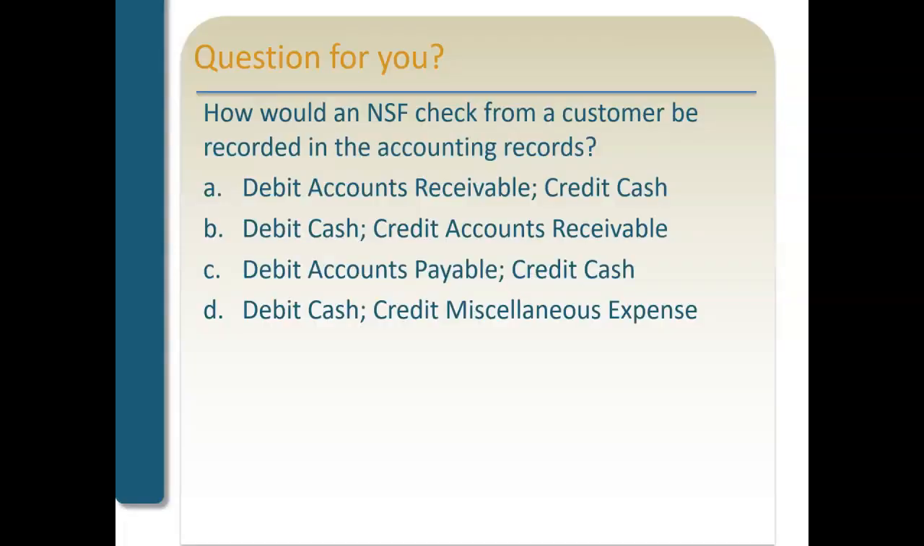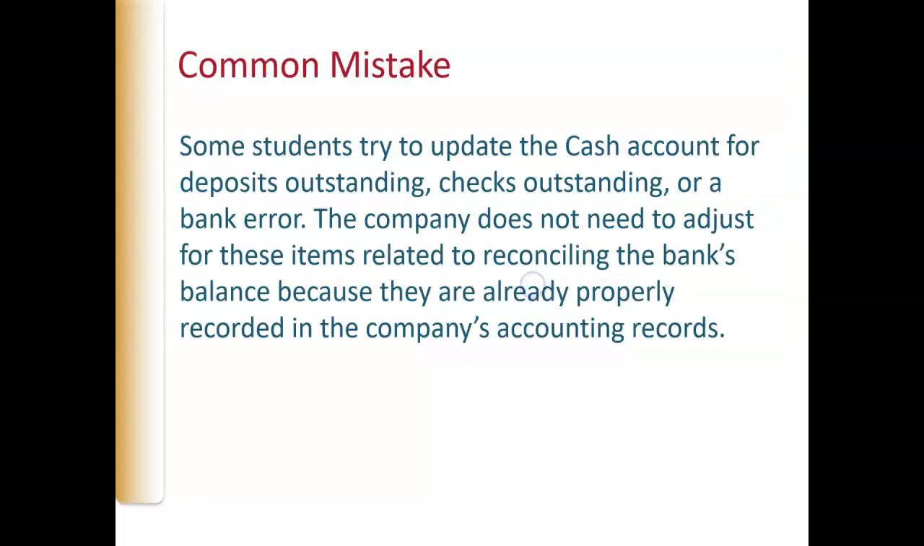So, how would an NSF check from a customer be recorded in the accounting records? Is it D? What do y'all think? B? We would debit accounts receivable and credit cash. Think about it, guys. When we got that check initially, we debited our cash and we credited accounts receivable, right? But because it didn't go through, we're going to do the opposite of that. So we debit our accounts receivable and we credit our cash.